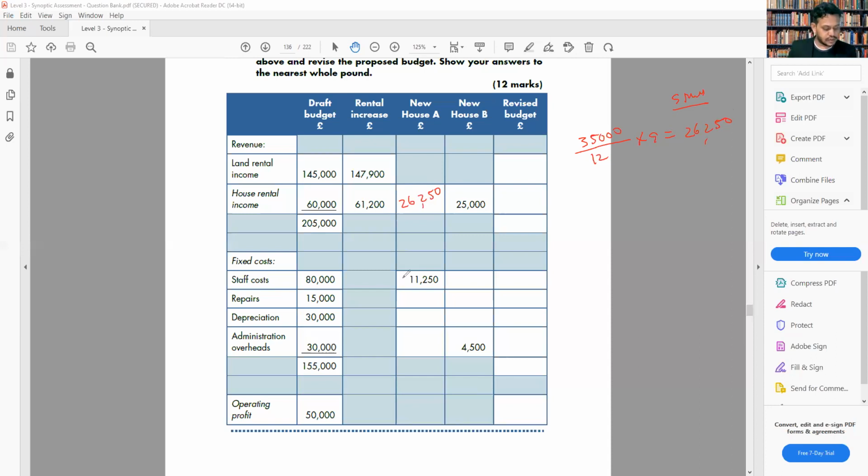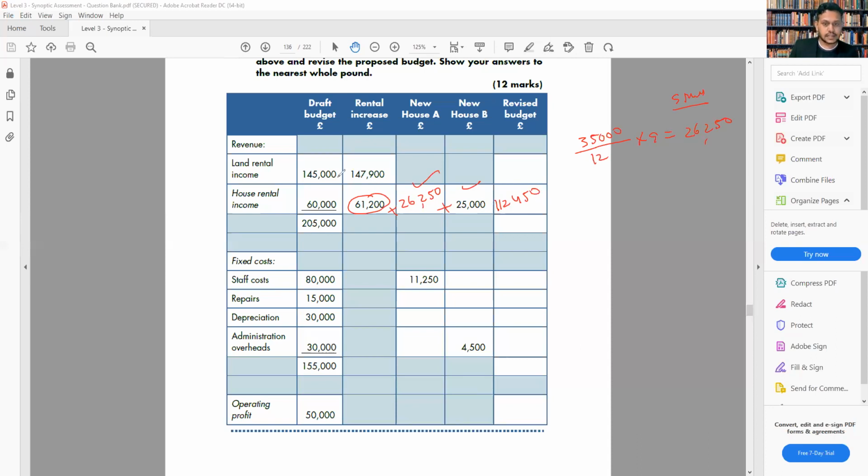House B, they already gave. So if we add all of this, how much is it? So we have the revised budget. Let's add all of this to find how much it is. So 61,200 plus 26,250 plus 25,000, and that gives me 112,450. So we have the rental income increase and the new two houses, house A and house B. If you add these three, that gives me the total of that.